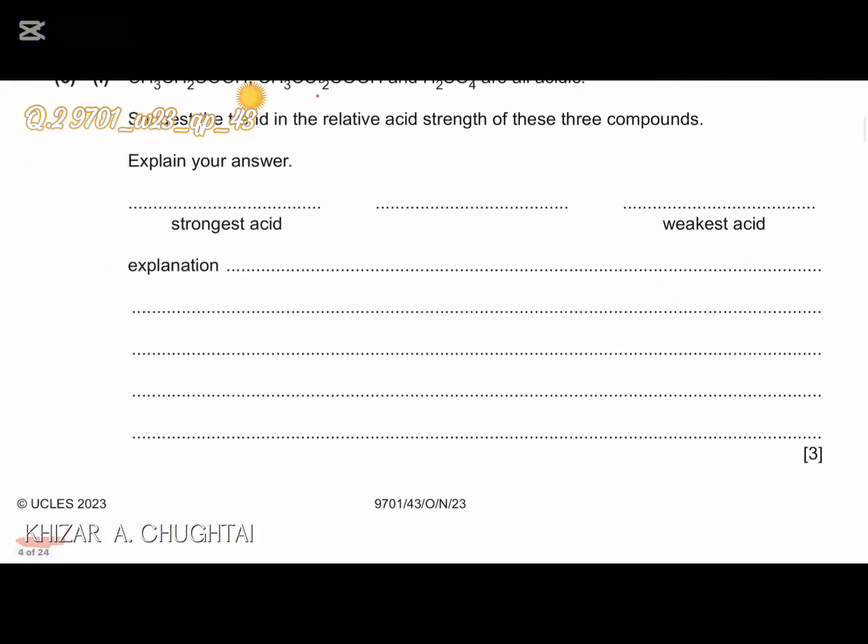Part C, C1: this is propanoic acid, this is 2,2-dichloropropanoic acid, and this is sulfuric acid. They are all acids. Suggest the trend in the relative acid strength of these three compounds and explain your answer. First of all, the strongest acid is sulfuric acid. As you know, it's a mineral acid. So H2SO4, then there will be CH3CCl2COOH, and finally there is the propanoic acid.